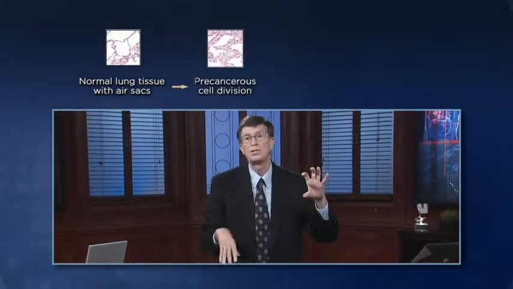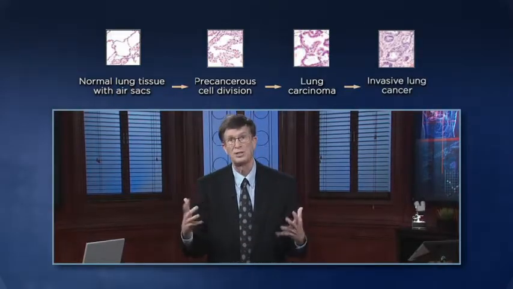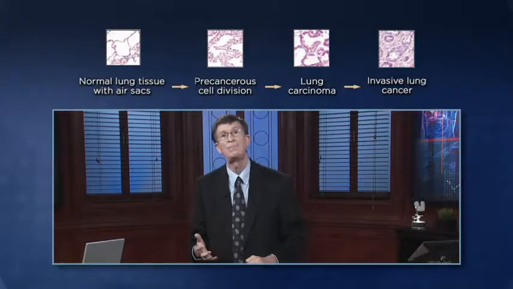It's got these air sacs, and then you can have precancerous cell divisions, and then lung carcinoma and invasive lung cancer, different steps. And so people have taken biopsies of all these steps, and they've done a molecular biography of lung cancer development. And it turns out there are several genes involved. A mutation in a P16 gene, RAS gene, P53.